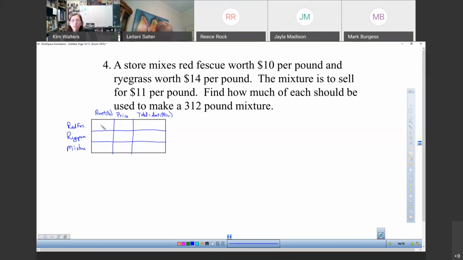Okay. I'm going to let X represent the amount for my red fescue. I'm going to let Y represent the amount for my ryegrass. Somebody tell me what value goes in the mixture amount. 312, exactly. So 312 is my mixture, okay? So my first equation is going to be X plus Y equals 312. That's my first equation, right?